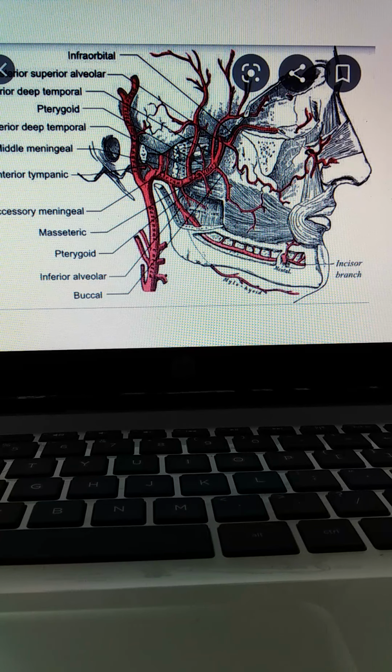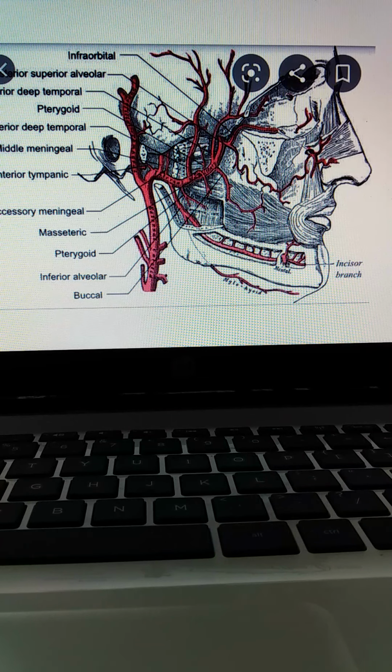Then the other branches of the third part are given within the pterygopalatine fossa. Before the entrance into the pterygopalatine fissure, it gives two branches, that is the posterior superior alveolar and infraorbital. And within the pterygopalatine fossa, it gives four more branches, that is the greater palatine artery. They will not be evident here because they are within the palatine fossa, and the pharyngeal branch, artery of the pterygoid canal and sphenopalatine artery.